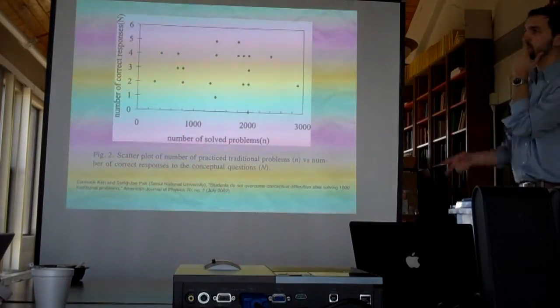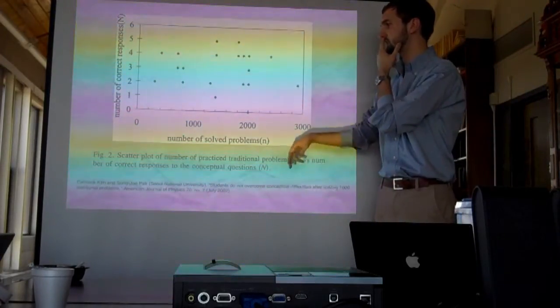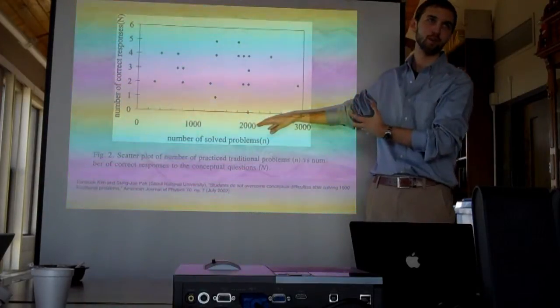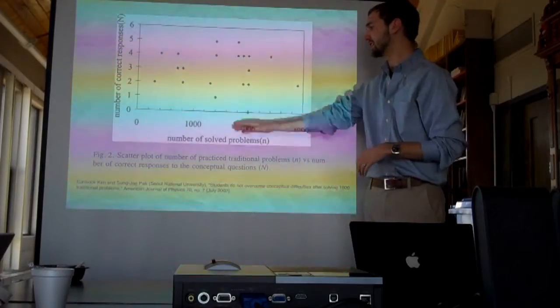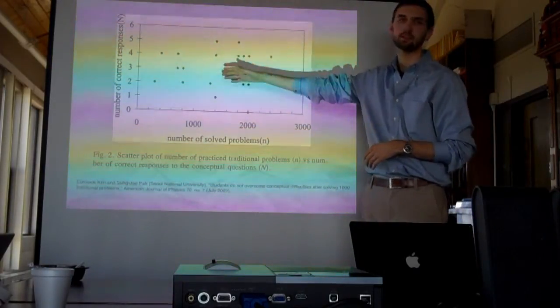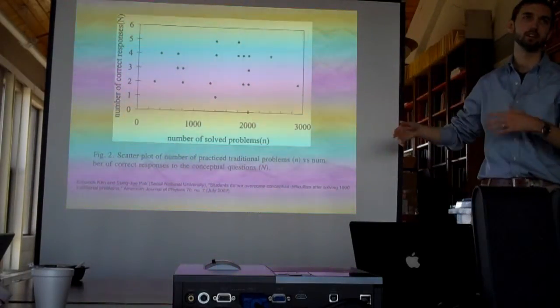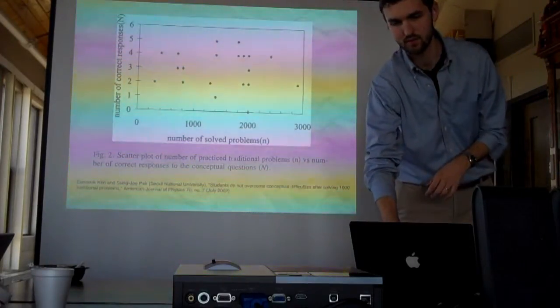Then I show them 2 graphs from other papers. This is from a study done in Korea where students solve traditional physics problems with numbers, and they can get the answers correct, up to as many as 3,000 problems. Then you give them a conceptual test on the same material, and you see that there's no correlation between their score on the conceptual test and the number of traditional problems that they've solved.